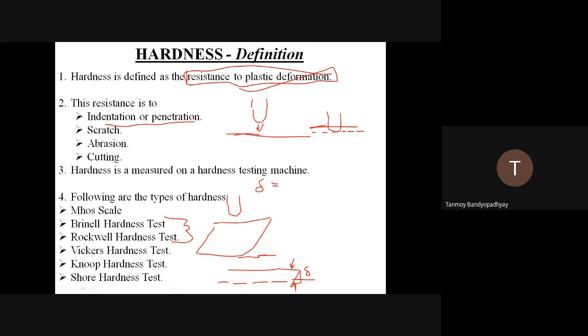Whenever you are deforming a specimen, the deformation has two parts. Delta consists of two things. One is the elastic part, which I am calling delta E. This is the elastic deformation caused in the specimen, and along with that you have delta P. Writing is very difficult. Can I undo this? Okay, I have just removed this part. So delta equals delta E plus delta P.